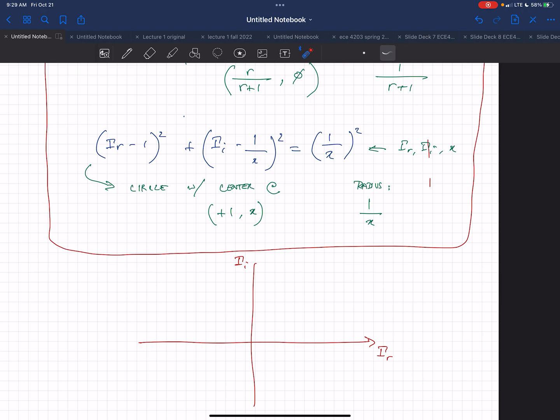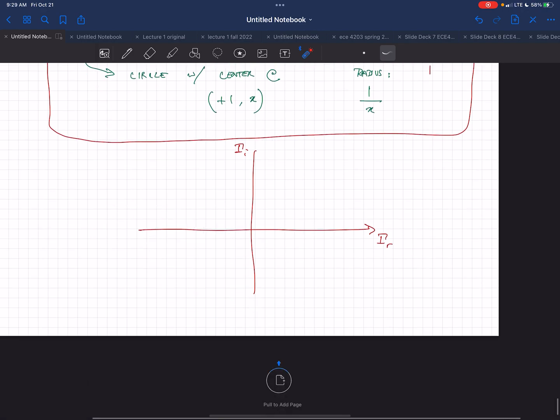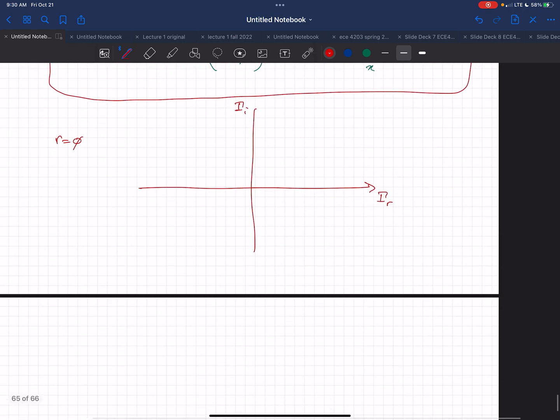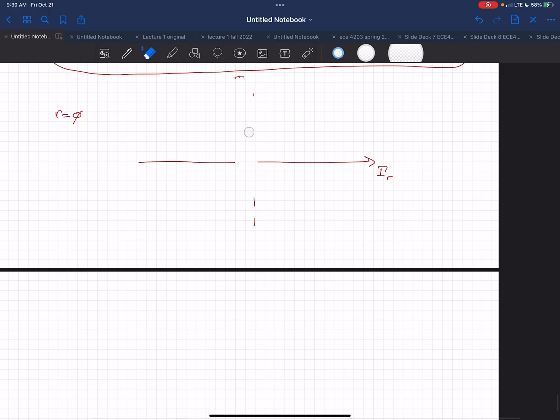Let me draw it exactly. So I'm just looking at the circles I'm seeing. Yeah, exactly. So let's look at a few cases. That's a good place to start looking at it. So let's look at R equal to 0, which is a short circuit load. Okay, when I have R equal to 0, let me actually draw it in a bigger graph here.